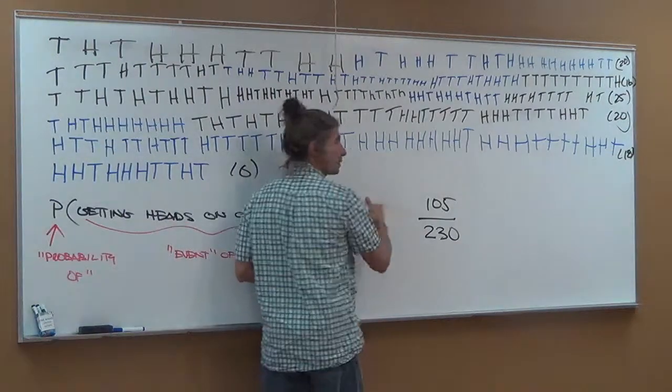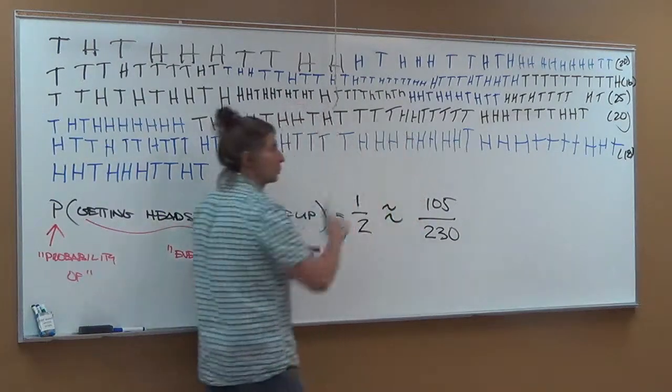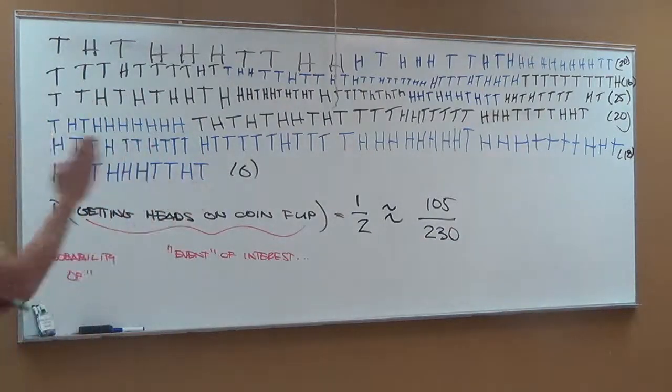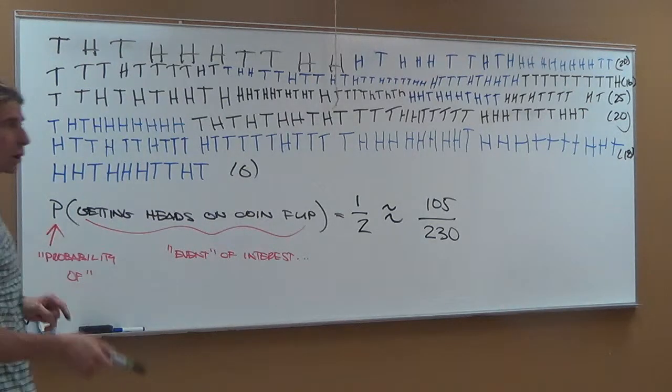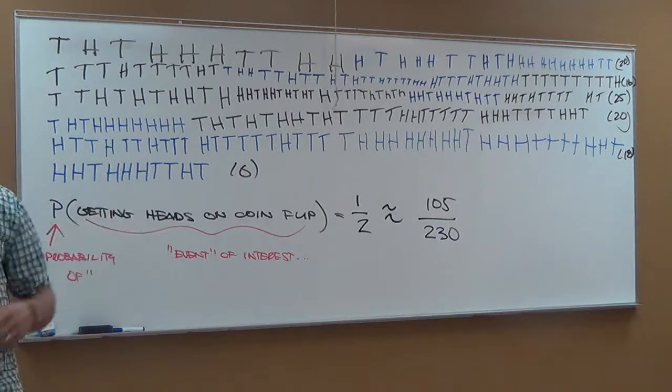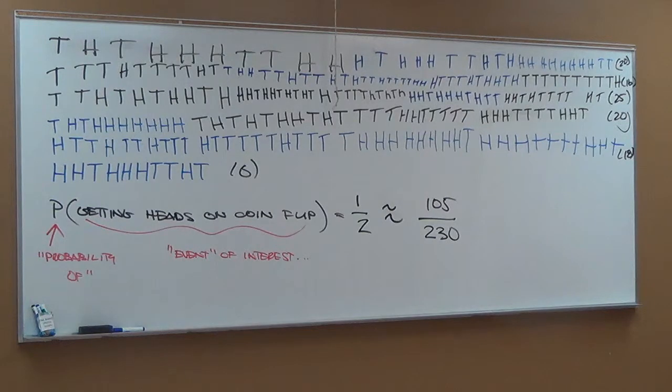So what I'm going to do is put squiggly equals. We know it should be perfectly 1/2. We got 105 out of 230. And Nick's already said it's 0.495. So what did you end up getting? I got 0.456. 105 out of 230. Yeah. There we go. So you're talking about being off a minuscule amount.